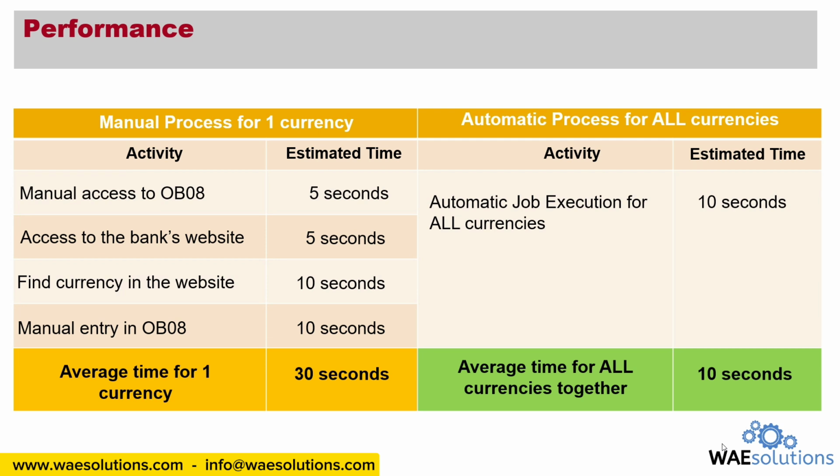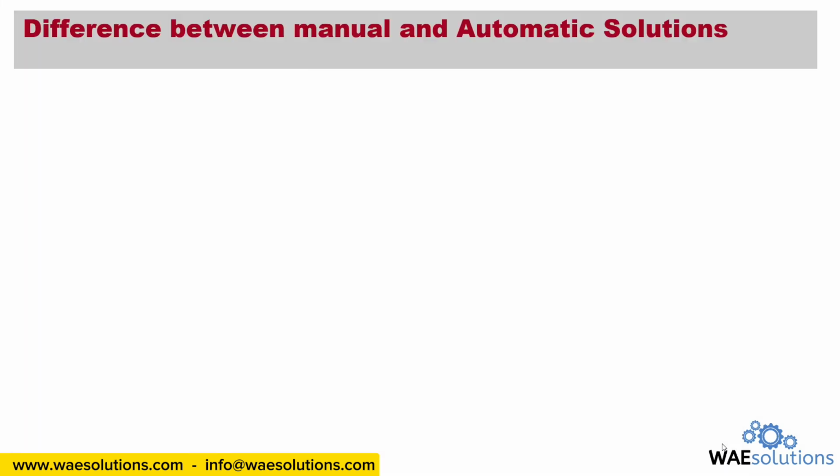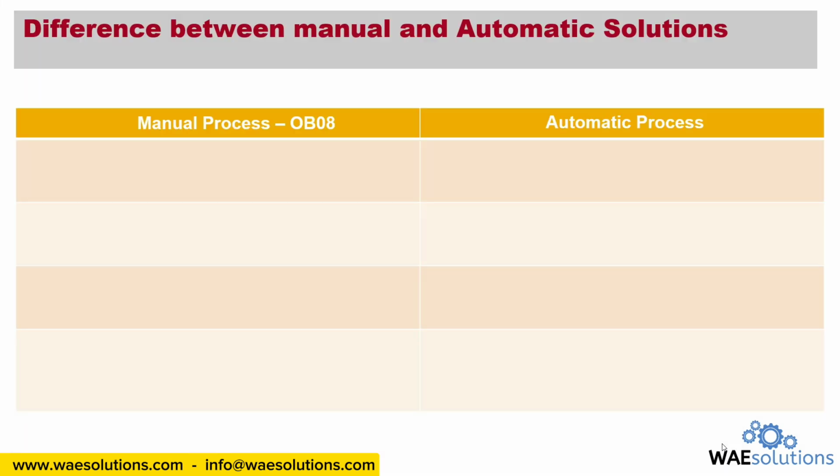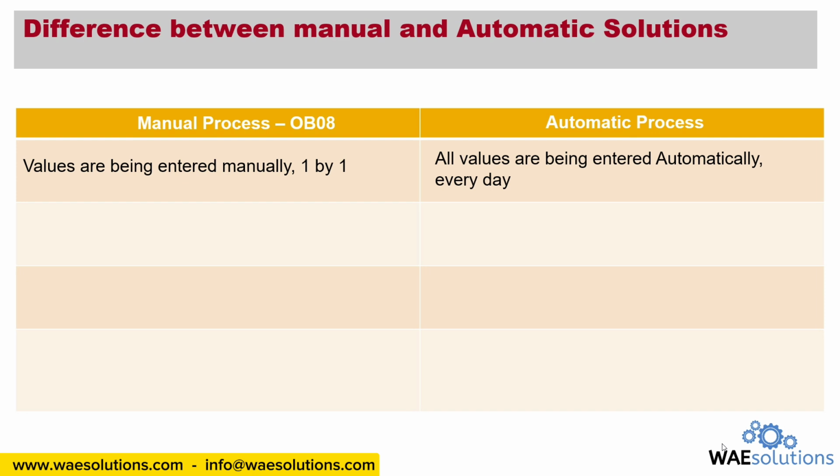So there is a big difference in time, but mainly in the quantity of different combinations that you enter at that time. So in 10 seconds, you will have already populated in your SAP system all the currency combinations that you need. And here we have the main difference between both processes. With the OB08 transaction, the values are being entered by a user one by one. With our solution, all values are being entered automatically by the job that is being executed.